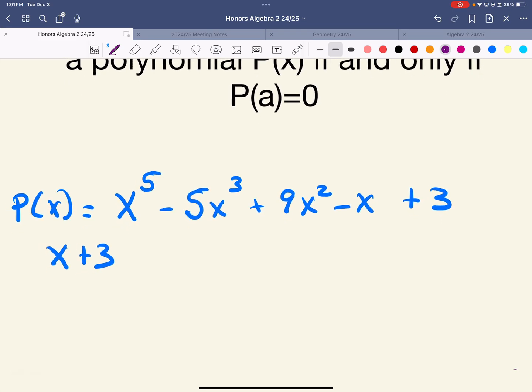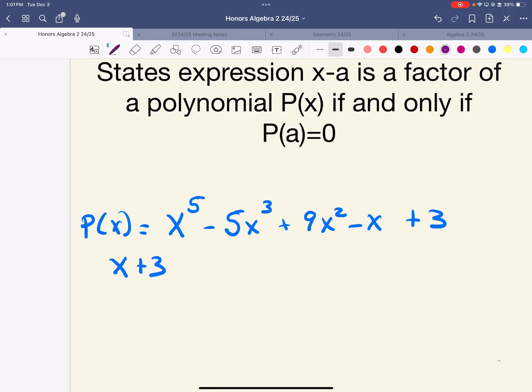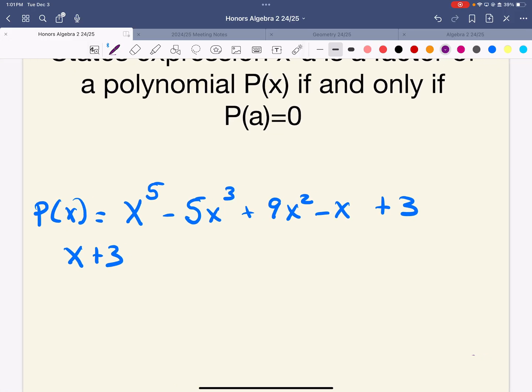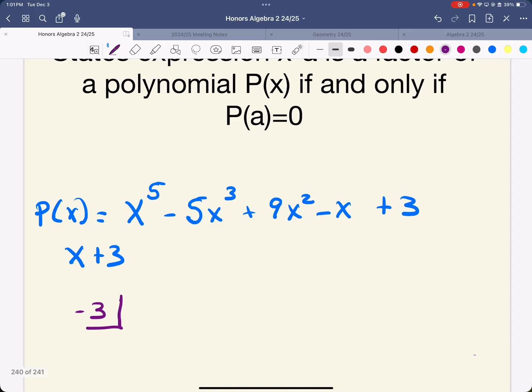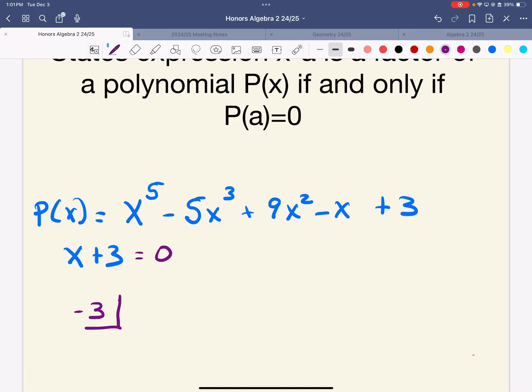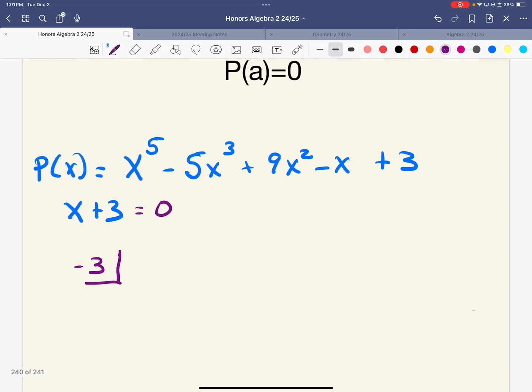So if I have p of x is equal to x to the 5th minus 5x cubed, be careful, plus 9x squared minus x plus 3. I want to know this time if x plus 3 is a factor of it. So if I'm asking if it's a factor of it, this doesn't say x equals anymore. So in this case, what's going to go inside the box? Negative 3 is going to go inside the box, because remember, we're asking if this is a factor of it. Is it a 0 of it? So we put negative 3 inside the box. Go ahead and finish it.